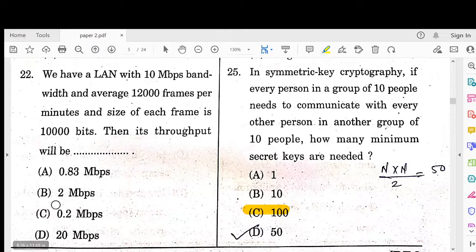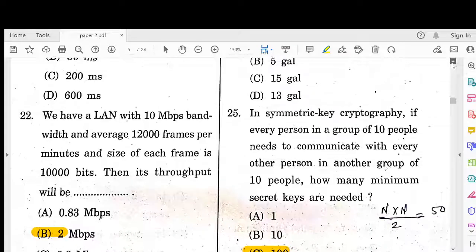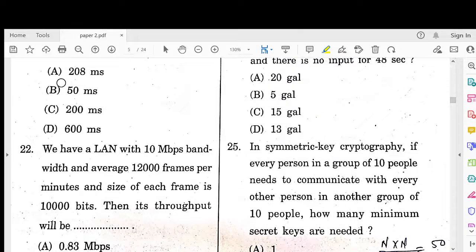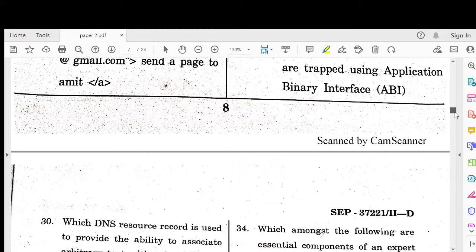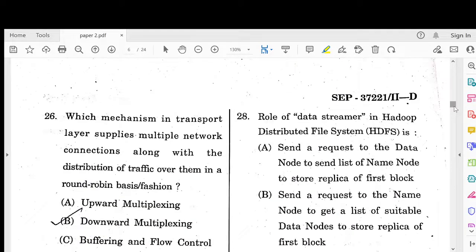For 22, 2 Mbps. For 21, 50 ms. Okay. 25, then 26. Which mechanism in transport layer supplies the multiple network connection? Option B is the correct answer.